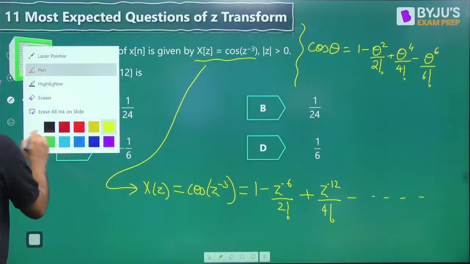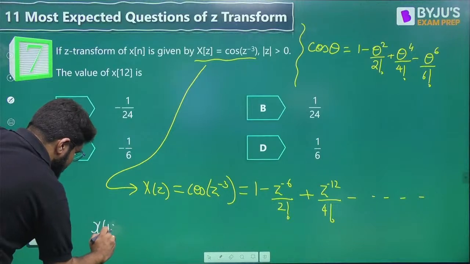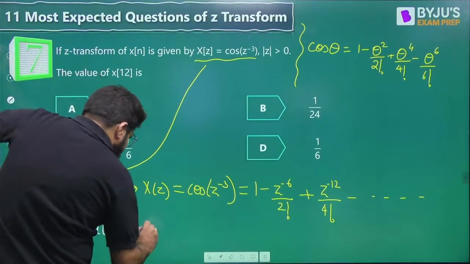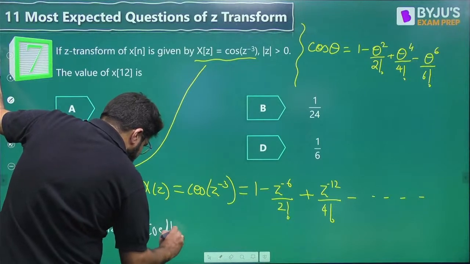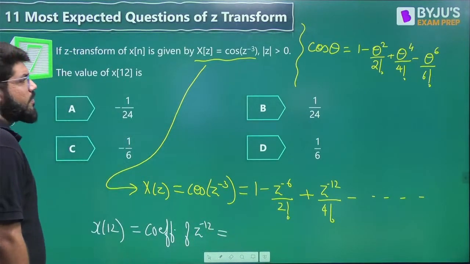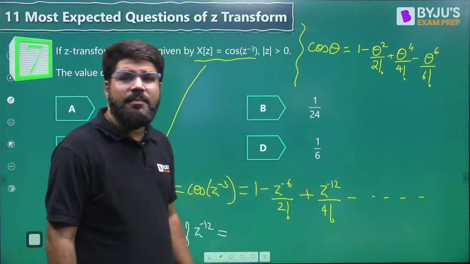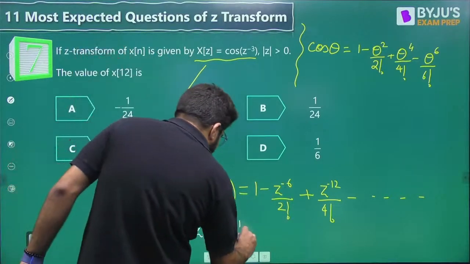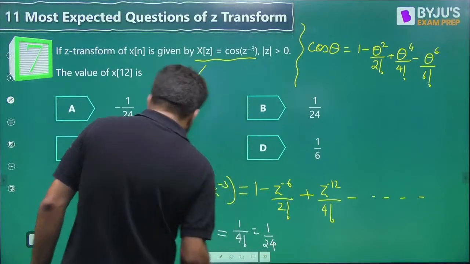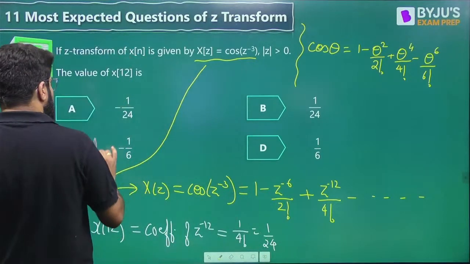What was I asked in the question? I want the value of x12. And what should be the x12? X12 is known as per the property we have learned right now, it is the coefficient of z power minus 12. The coefficient of z power minus 12 is 1 upon factorial 4, that is 1 upon 24.